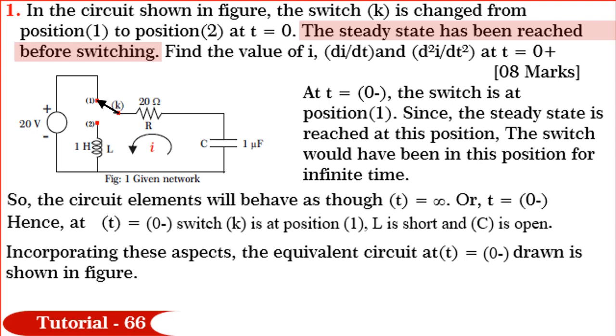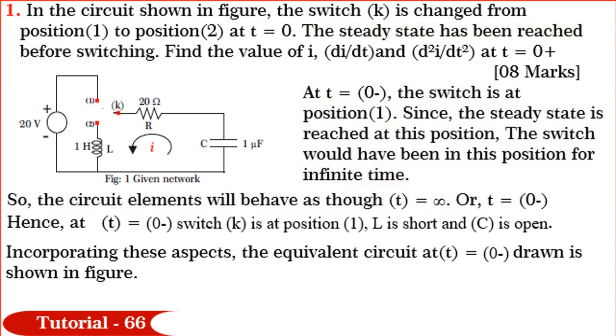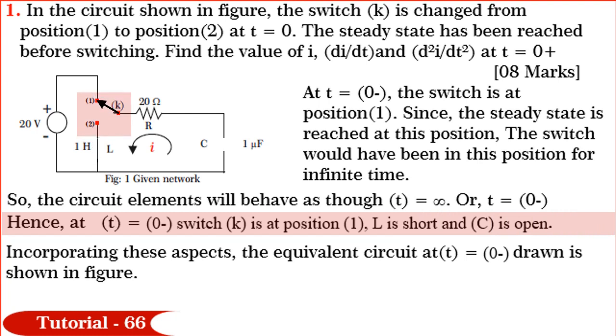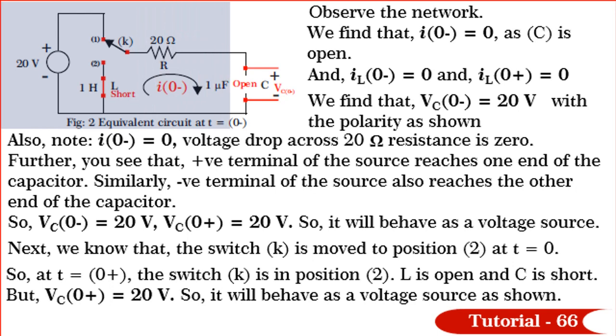What does this mean, friends? It means at t = 0-, the switch is in position 1 and it could have been in position 1 for a long time, or for an infinite time, as the circuit has reached its steady state. So, the circuit elements will behave as though t is infinity or t = 0-. Hence, at t = 0-, the switch is at position 1, L is short and C is open. Incorporating these aspects, the equivalent circuit at t = 0- is shown in figure.